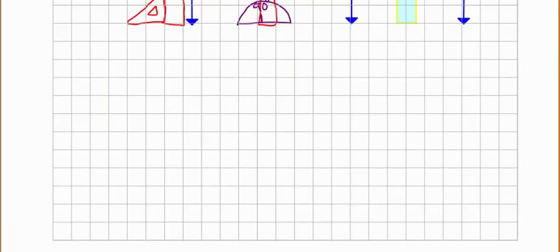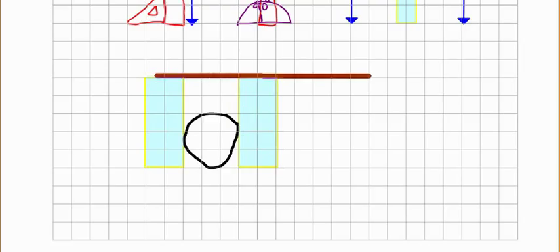Like if you need to measure the diameter of a sphere, in this case you need to place your sphere between two wooden blocks like this. This would be your sphere right here. Then you need to place your ruler above the wooden blocks. Then you record the readings at the edges of the wooden blocks, and this would be the diameter of the sphere.